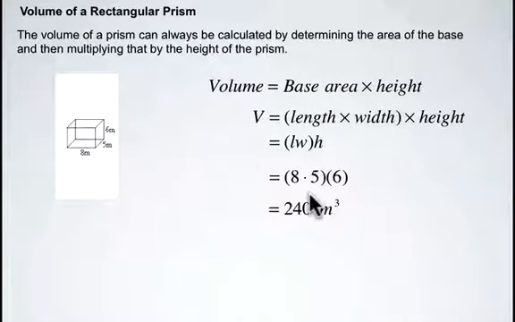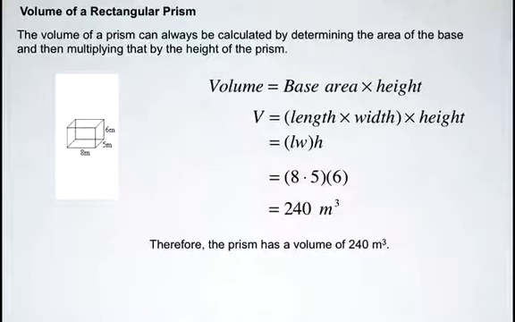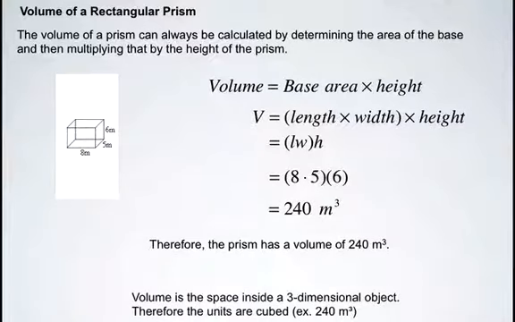Now we have cubic meters here, or meters to the exponent value of 3, because we're dealing with 3 separate values of meters here. If there were 2, then it would be square meters. Therefore, the prism has a volume of 240 cubic meters. So yeah, just remember volume is the space inside a three-dimensional object, therefore the units are cubed.